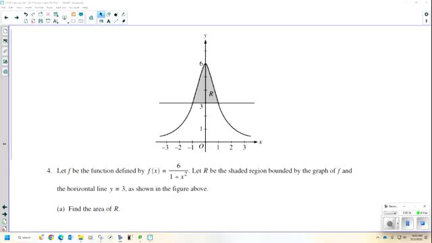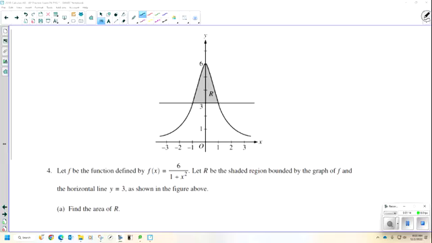So here we go. First of all, you know how I feel about graphs and tables and charts. Oh my, I love them. I love when they give me these things. I love visualizing things, and when they draw it for me, even better. Number 4 says, let f be the function defined by f of x equals 6 over 1 plus x squared. Let R be the shaded region bounded by the graph of f and the horizontal line y equals 3, as shown in the figure above. Find the area of R.